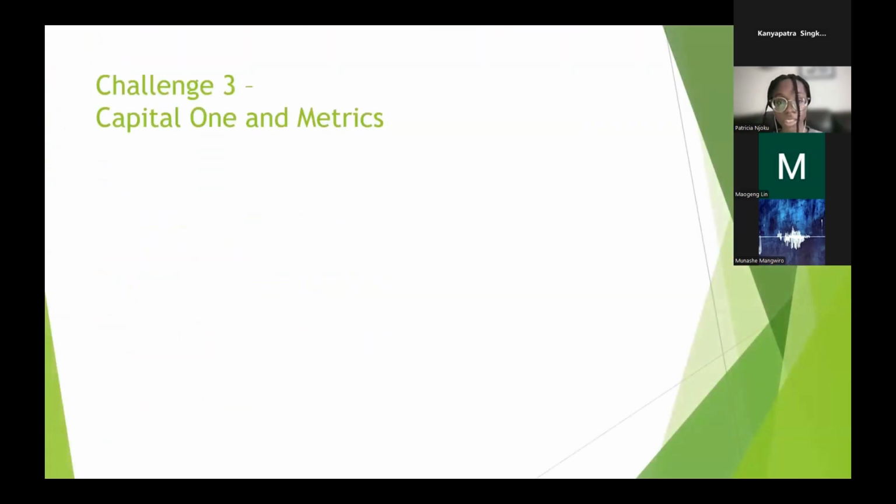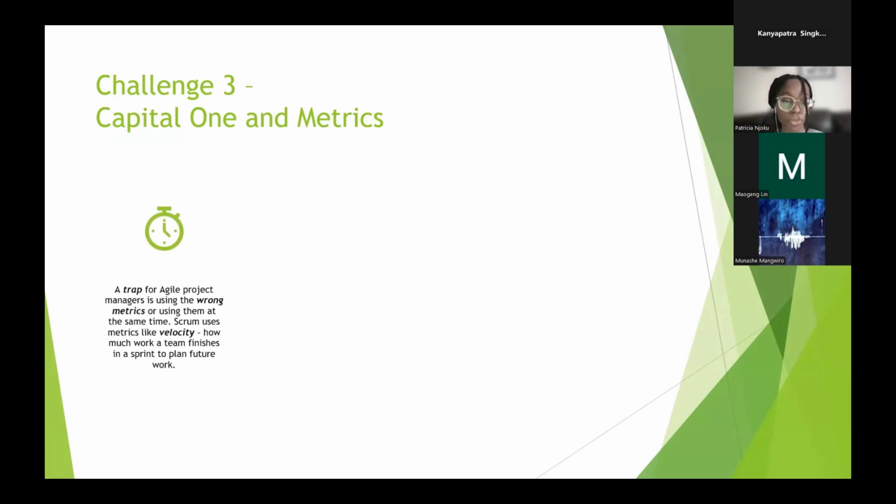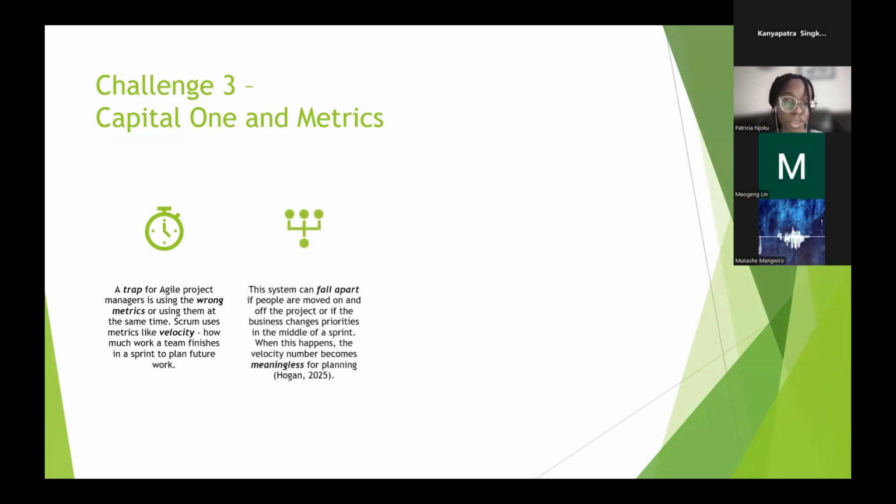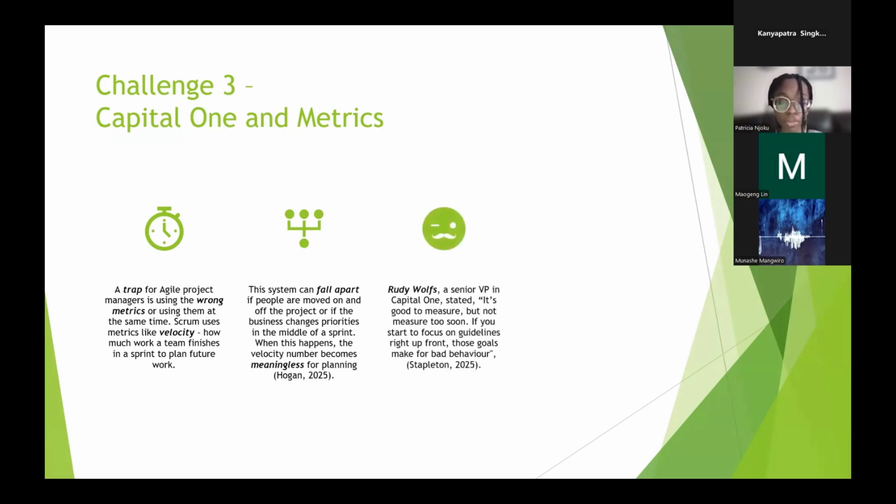The third challenge that I'll be discussing is metrics. So a trap for project managers is using the wrong metrics or using them at the same time. Scrum uses metrics like velocity, how much work a team finishes in a sprint, to plan future work. This system can fall apart if people are moved on and off the project, or if the business changes priorities in the middle of a sprint. When this happens, the velocity number becomes meaningless for planning.